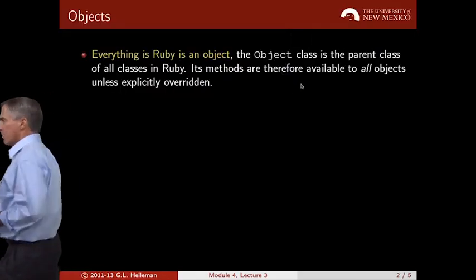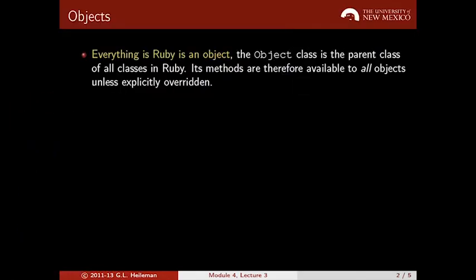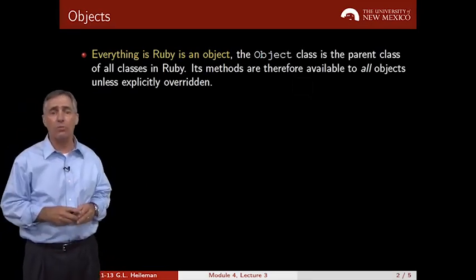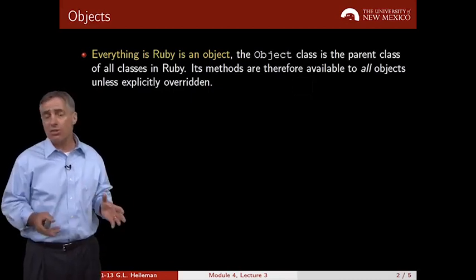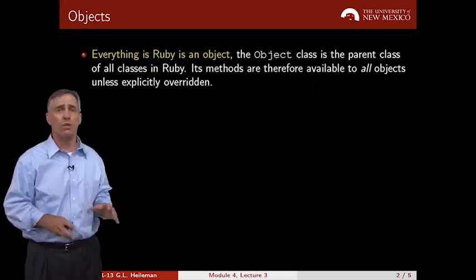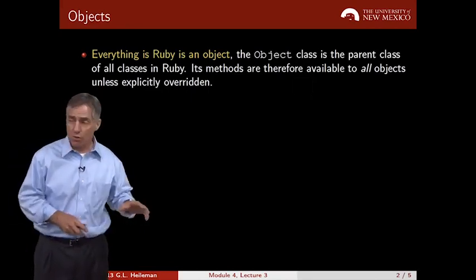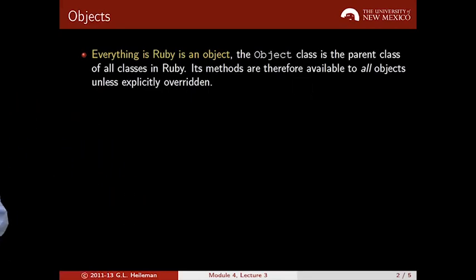As I've already mentioned, everything in Ruby is an object. So everything inherits from this parent superclass called Object. And all of the methods that are in that class are available to all of the objects that you create in Ruby, unless you override them. And as I've already showed you, you can always open up a class and override its methods.